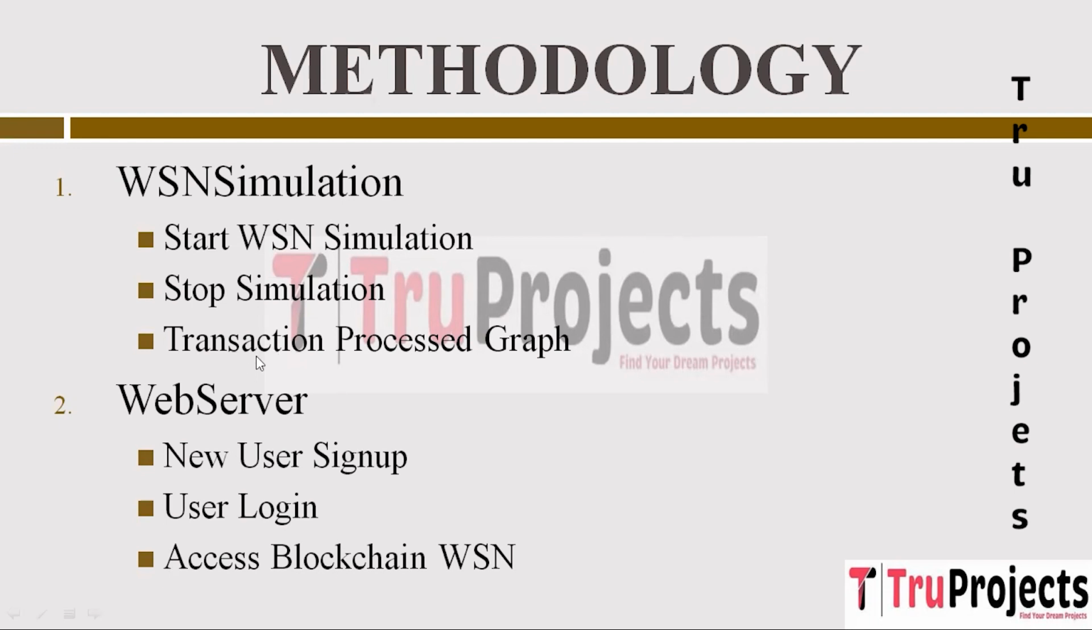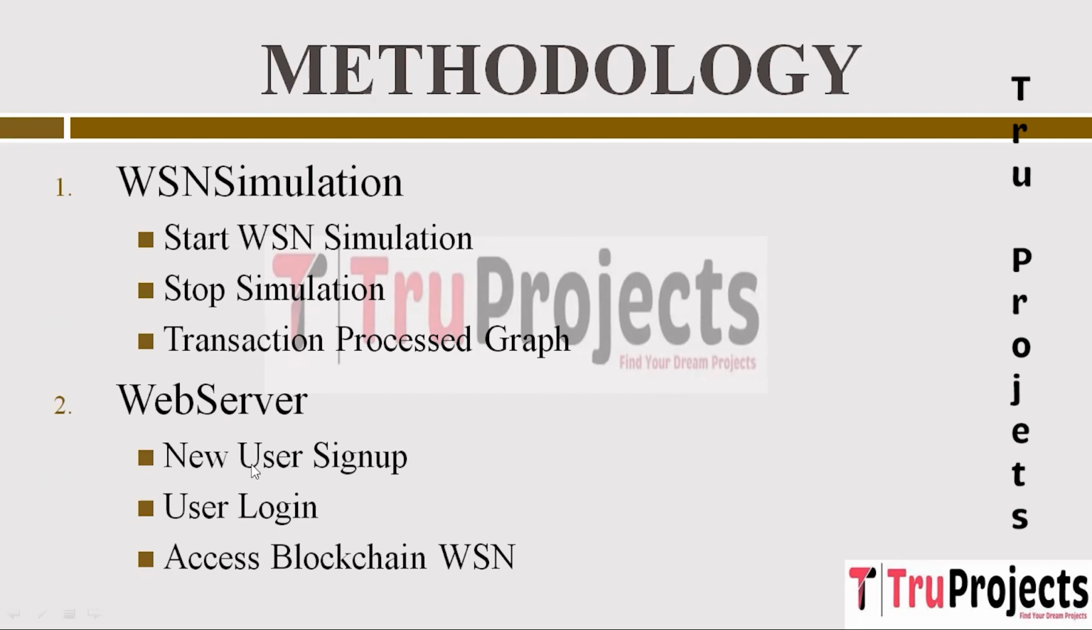The third feature is Transaction Processed Graph. This feature provides a graphical representation of the time taken to process each transaction within the system. It allows us to visualize how efficiently the system is handling data transactions.